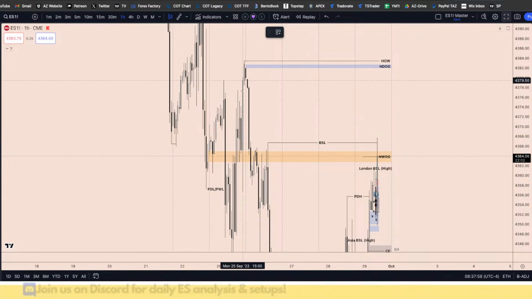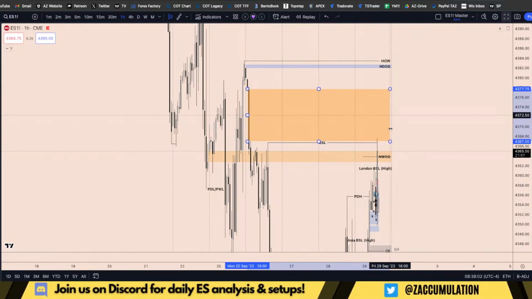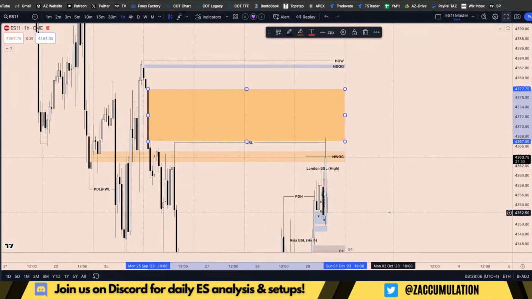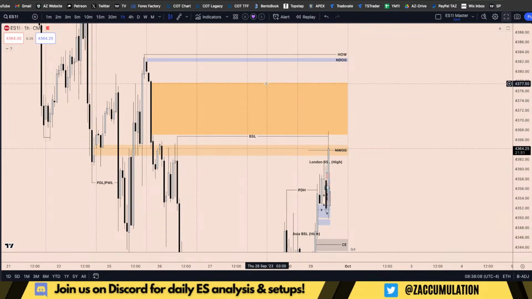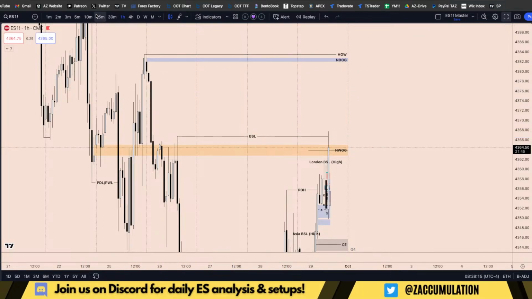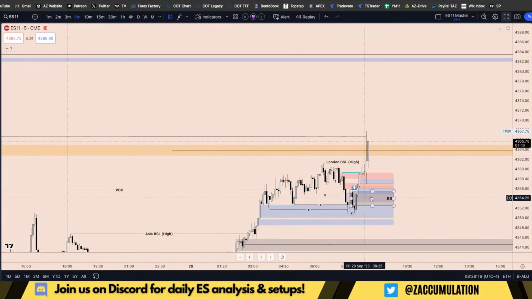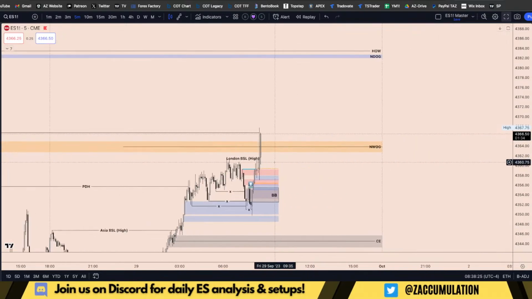So this is going to be my main area of interest, but you can see how big it is. We either go through it right away, not consolidating inside of it. But let's see. The most important thing for me now would be a 15-minute close and 5-minute close above the new week opening gap. And we seem to be getting that.